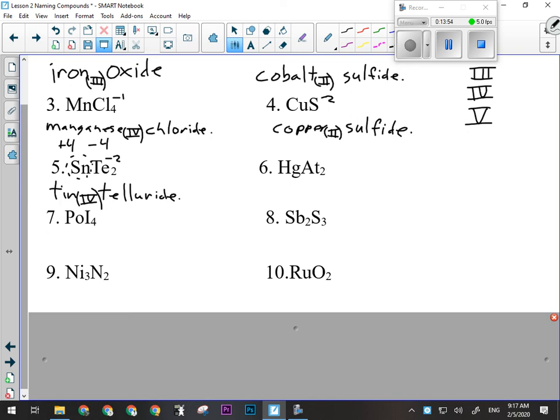For number 6, I've got mercury with astatine, so this is going to be mercury something astatide. Charge on astatine is -1, right? Is that right? Yes, it is. Okay, -1. So charge on astatine is -1, which gives me a total of 2 negative charges. So this must be the mercury with the 2+ charge.